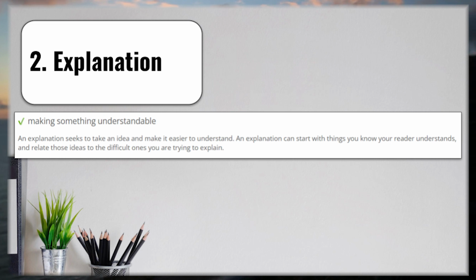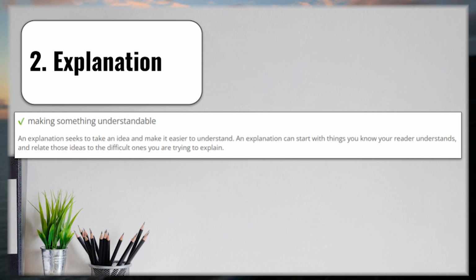An explanation is making something understandable. It's making something more digestible for the audience so that it's easier to understand. An explanation seeks to take an idea and make it easier to understand. An explanation can start with things you know your reader understands and relate those ideas to the difficult ones you were trying to explain.